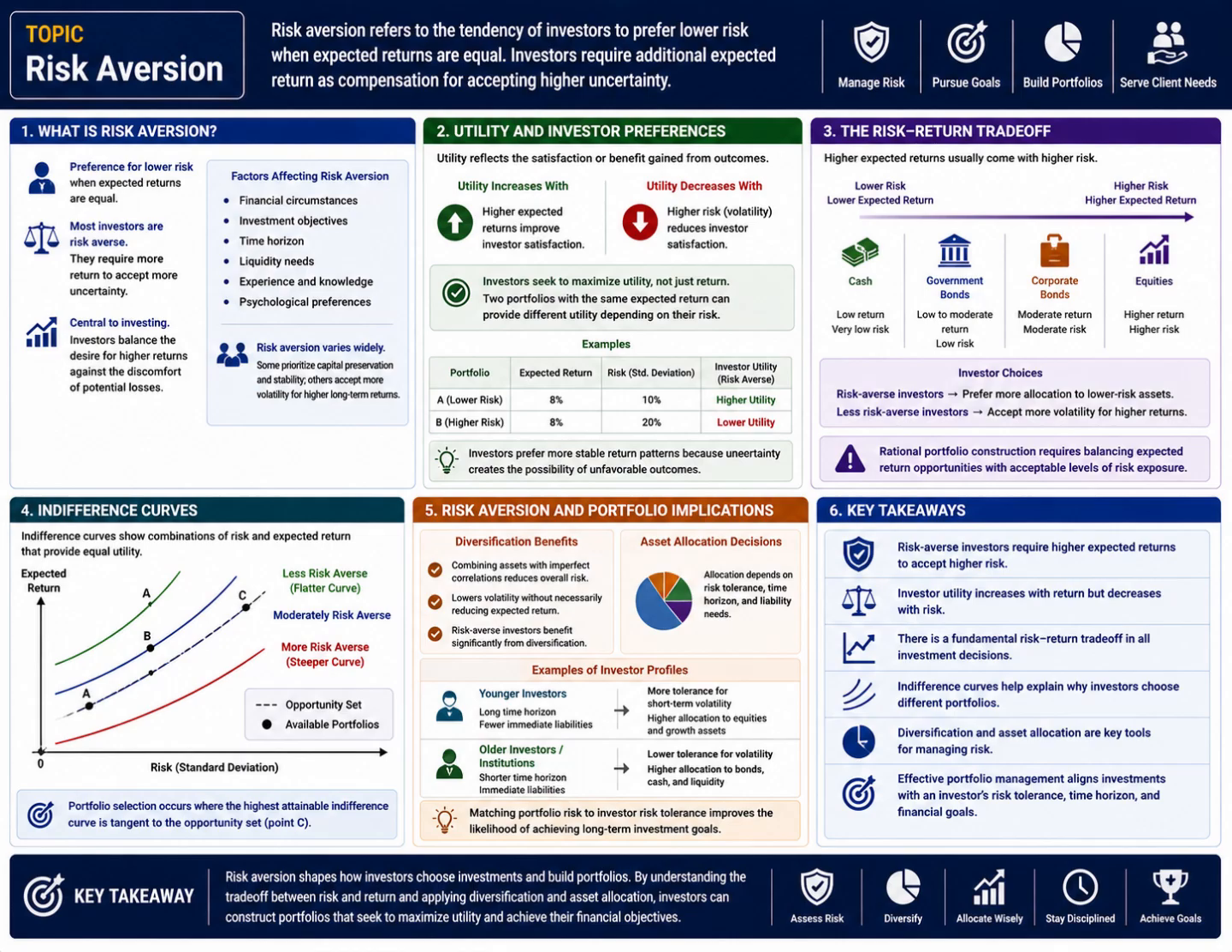Portfolio selection occurs where the highest attainable indifference curve intersects with available investment opportunities. This framework helps explain why different investors choose different portfolios even when faced with identical market conditions and investment choices.